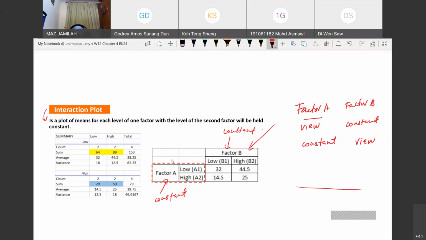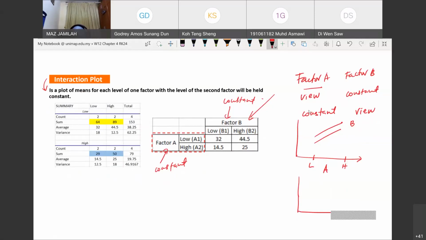Later on, you will see your x-axis will refer to one of the factors. If you are talking about factor A here, then you will have the level low here, high here, and then the lines will refer to your factor B. The same goes if you are using factor B as your view: you have low, high, and then your interaction is based on where you have your factor A. So that's how we do the interaction plot.